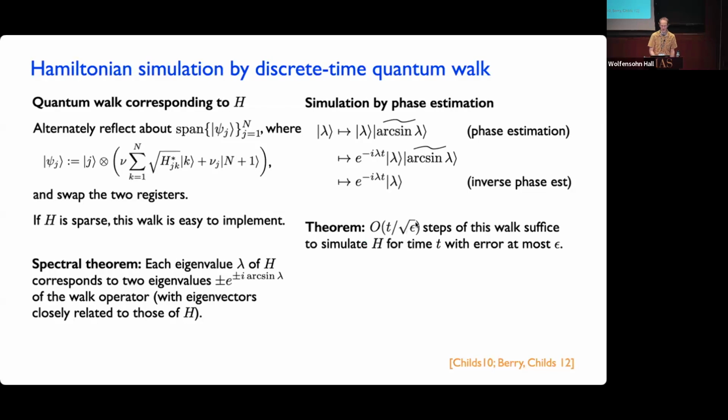Now the scaling with epsilon is as written here, it's like 1 over the square root of epsilon. It turns out that's not the best that you can achieve, but this is an algorithm that gives the best possible scaling with the evolution time.